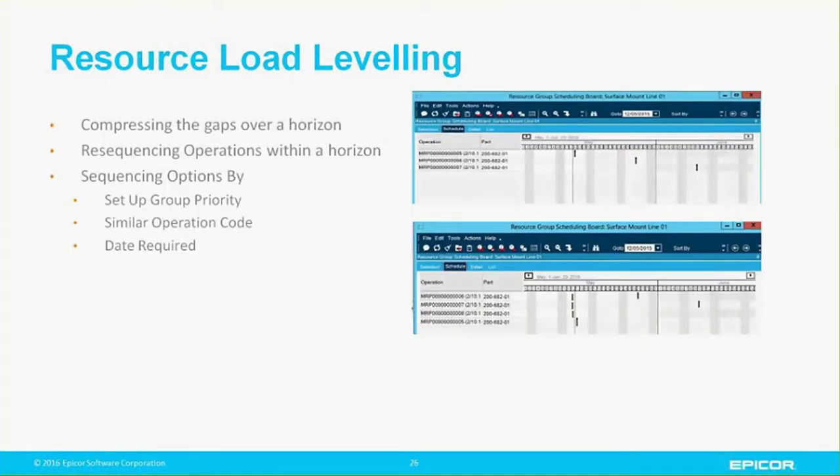Resource load leveling is available from the Resource Scheduling Board. It allows all the operations to be pulled together over a user-specified start and end date horizon, and then rescheduled in accordance with a sequencing option, either by setup group priority, operation code, or by date. As a result, gaps in the schedule of work for the resource can be removed, and operations can be sequenced to minimize setup changes.